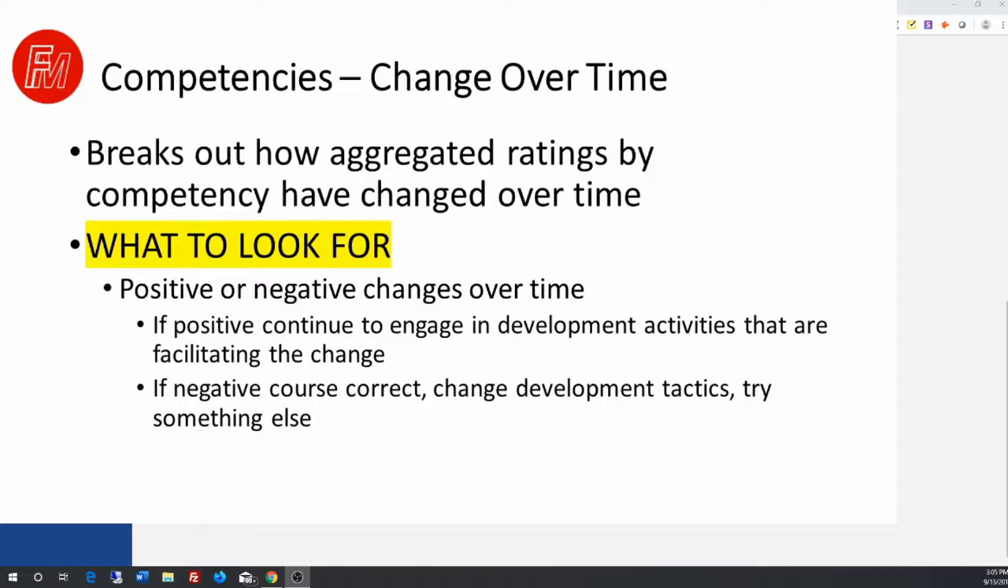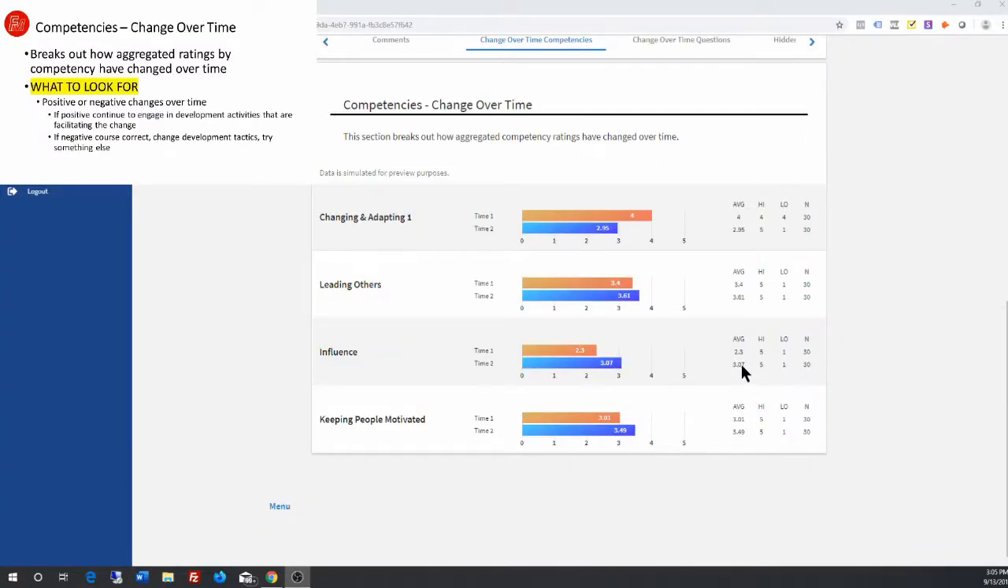On the converse, if you see a regression or you see that you're going backwards and you're not scoring as highly as you initially did, then you need to course correct. You need to change your development tactics and you need to try something else. So this is what that section looks like, the competencies change over time section.